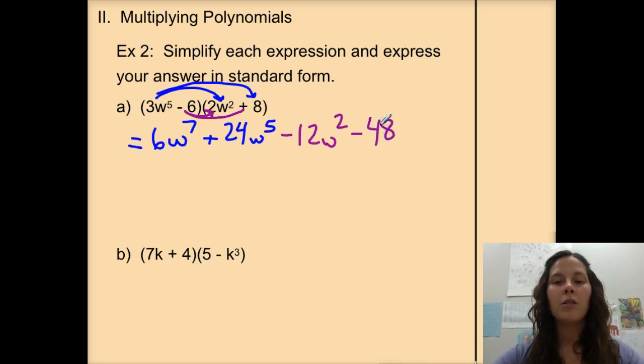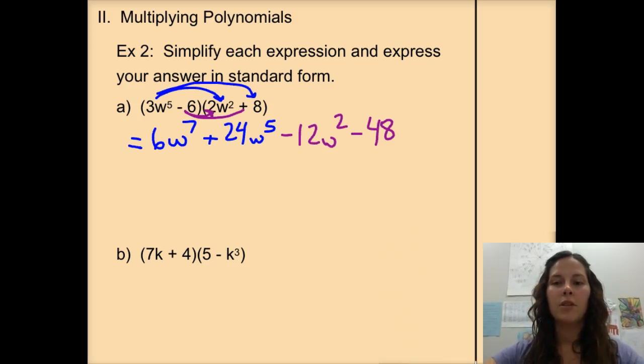When you multiply polynomials, you always want to check to see if you have like terms, to see if you can combine any of the terms and simplify your answer further. In this case, we don't, and our answer ended up in standard form. We have the highest power on the first term, and it goes down from there.